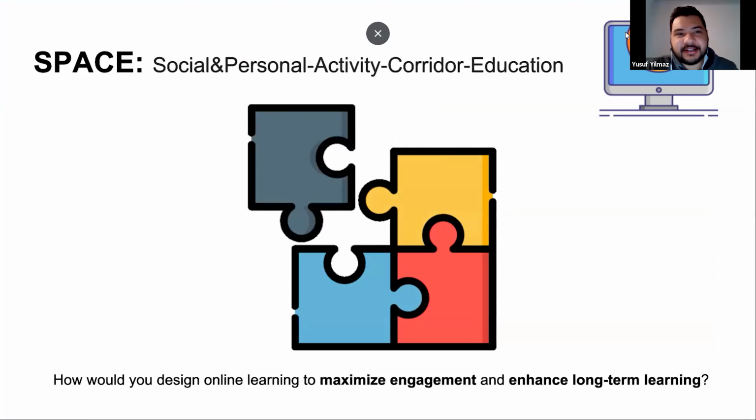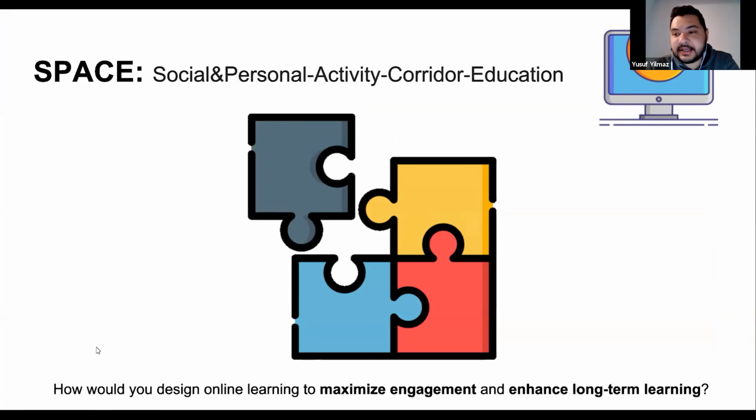So the next thing we are going to talk about is a framework that we are working on. It's called SPACE: Social, Personal, Activity, Corridor, Education. We have 4 components in this framework so that you can design an online learning course, maximize engagement, and support long-term learning.